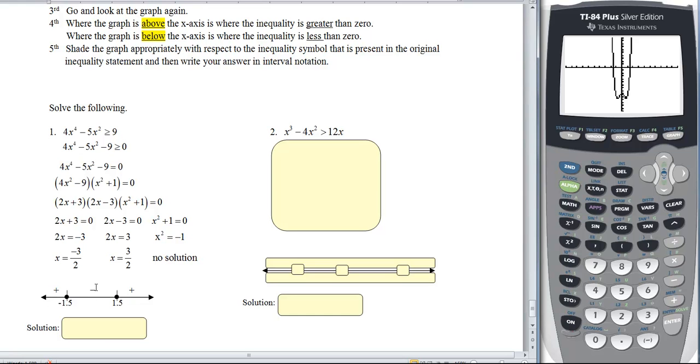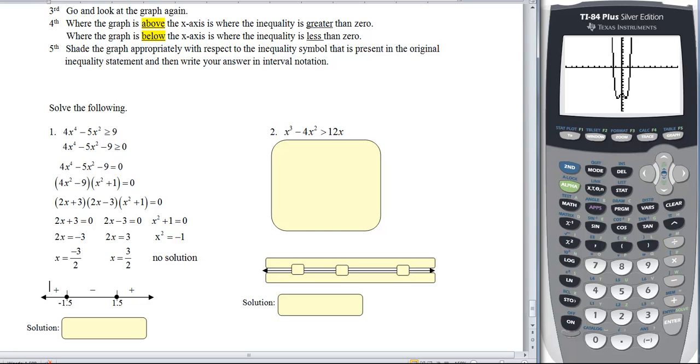So the sections that make this statement true, let me go back. This left-hand side, the 4x to the fourth minus 5x squared minus 9, is going to have to be positive in order to be greater than or equal to 0. So this piece here would work.